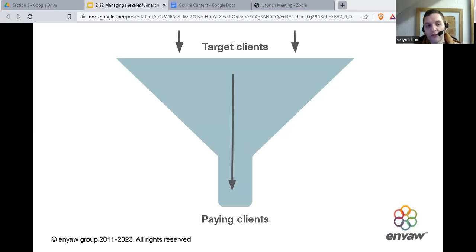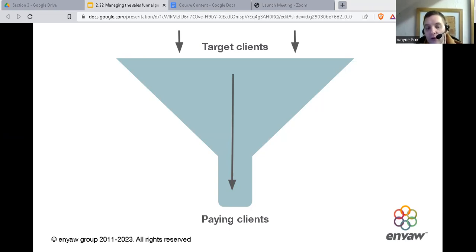So first of all, what is a sales funnel? Well, the basic principle is a funnel or a pipeline has two ends to it, right? If you imagine a funnel in your kitchen at home, you put liquid in the top, and out of the bottom, out of the spout, you get liquid coming out.